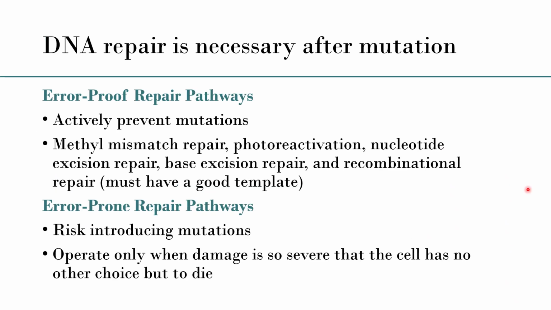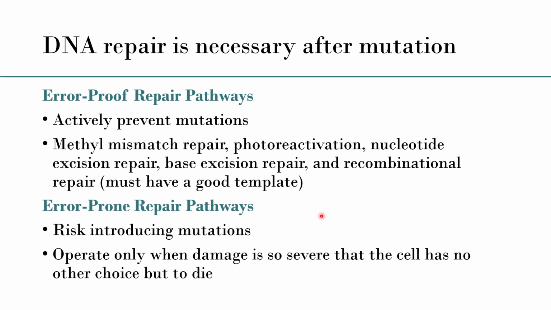Now, if there is a mutation, it's very important that the cell be able to fix this mutation. So we have two categories of mechanisms of DNA repair: error proof pathways and error prone pathways. For the error proof pathways, these are going to actively prevent mutations, and there's a bunch of them that we're about to talk about now.